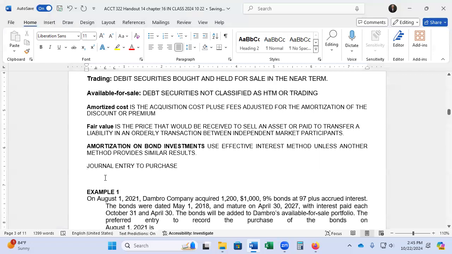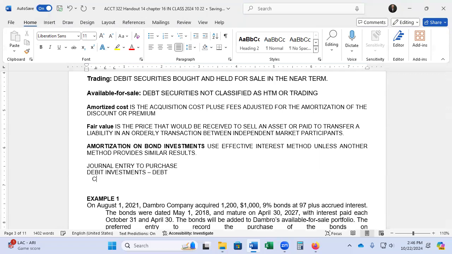When we purchase securities, we debit investments. We might have something on there like debt investments or bond investments. And then you would credit cash or other asset given up.